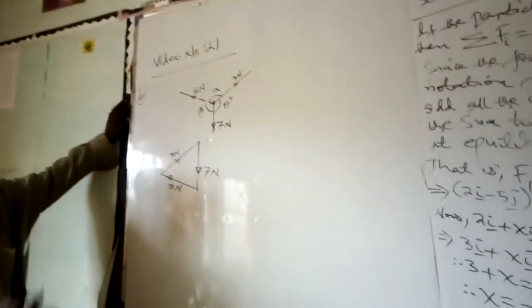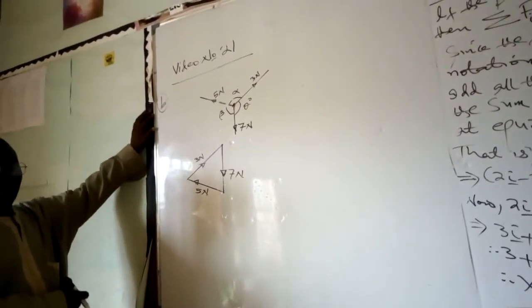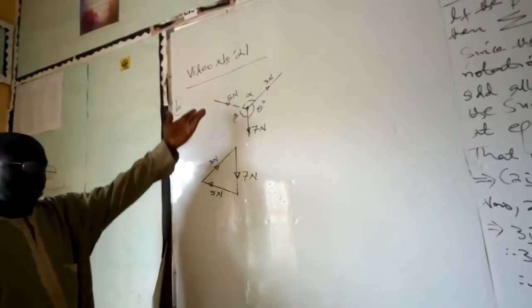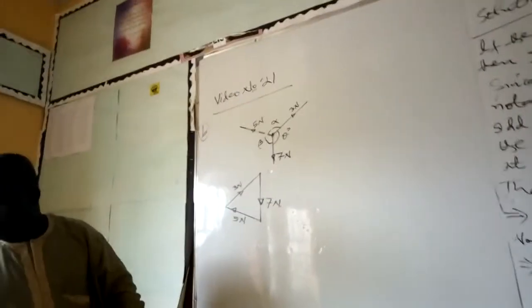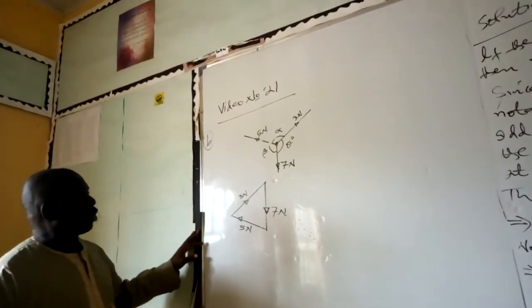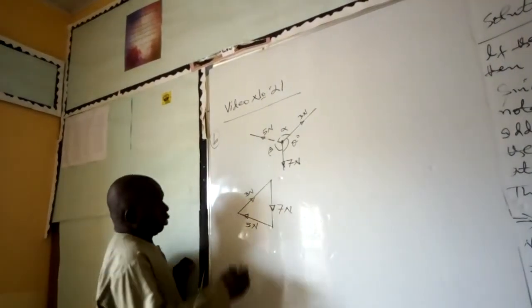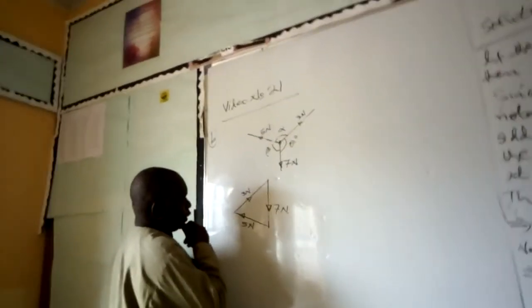So what is the question asking? I can either use Lami's theorem or the law of triangle of vectors, which here is going to be simpler because I don't know any of the angles. So Lami's theorem may not easily be applicable. Since I know all three sides, I can go direct and find the angle between the 3 and 7 Newton forces.